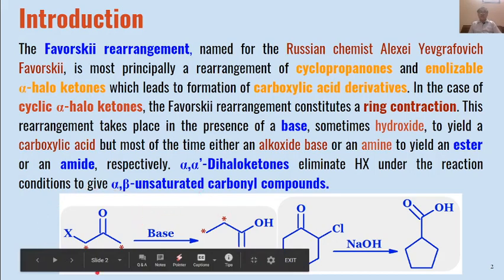Now, for example, if this is an open chain alpha haloketone, when treated with the base, this will be converted into the corresponding carboxylic acid. Similarly, this is an example of alpha chlorocyclohexanone, and you can see over here that the 6-membered ring ketone is converted into a 5-membered carboxylic acid through a ring contraction reaction when this is treated with the base.